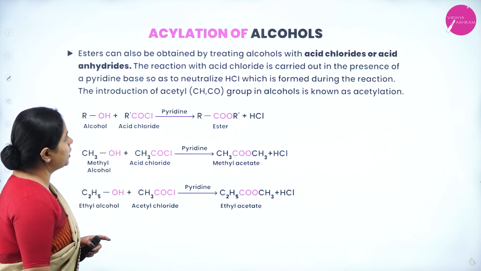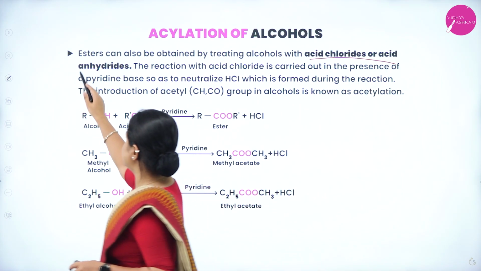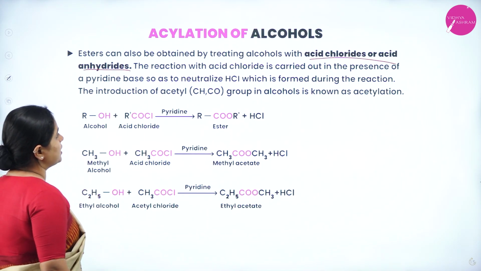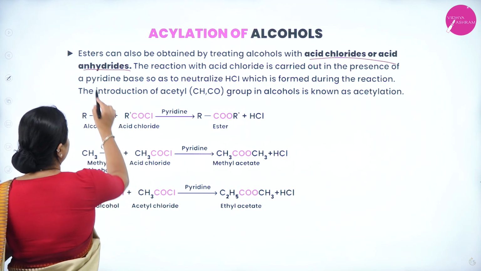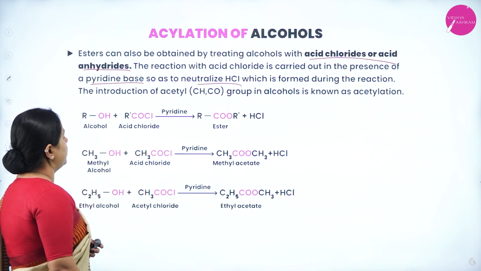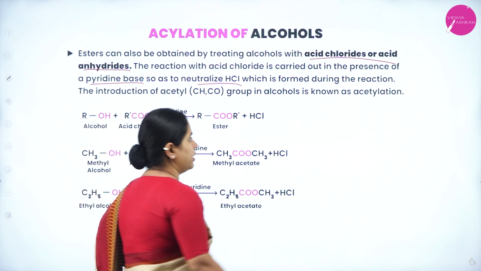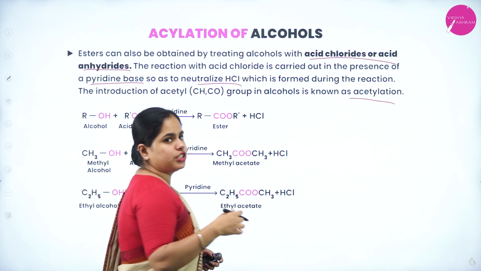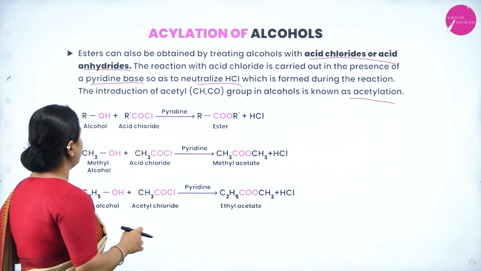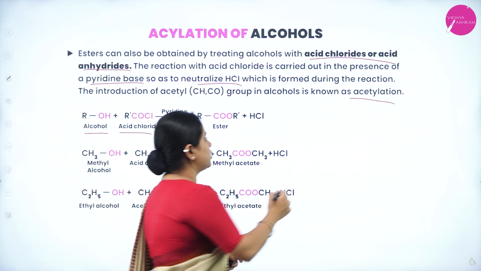Esters can also be obtained by treating alcohols with acid chlorides or acid anhydrides. The reaction with acid chloride is carried out in the presence of pyridine base so as to neutralize HCl, which is formed during the reaction. The introduction of an acetyl group in alcohols is called acetylation. So acylation and acetylation are the same. So what is happening here? Alcohol is taken, acid chloride. Now what is acid chloride?